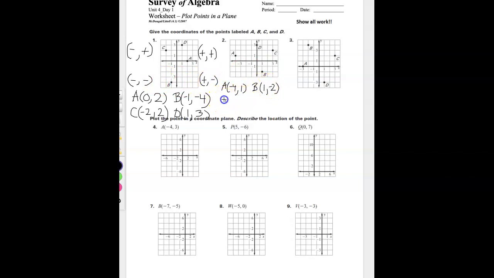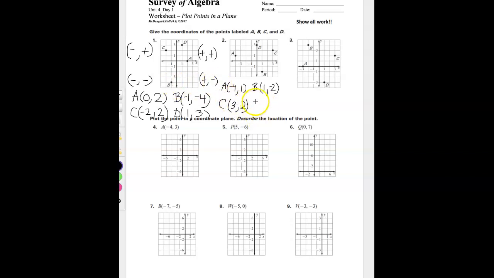And then I'm going to go over to my C, and I am at a positive 3 for X, and then I go up on that vertical line, and I'm at 1, 2, and that's a positive 2. And when you're in that quadrant, it should be a positive and a positive, and that's what we have.